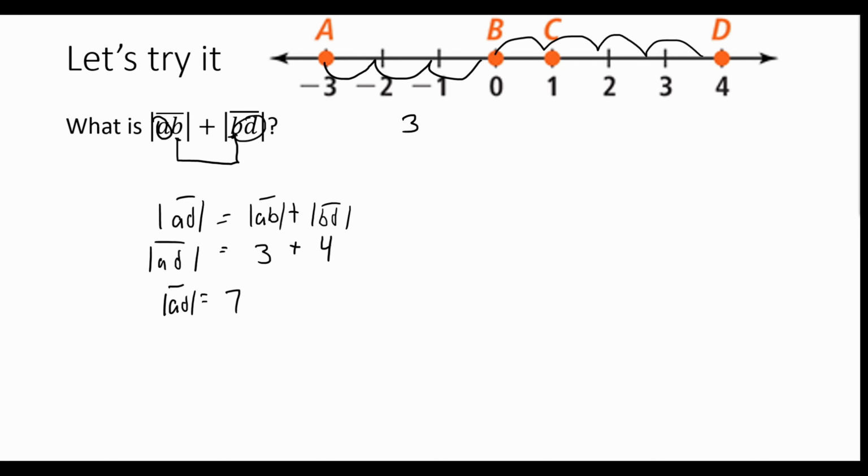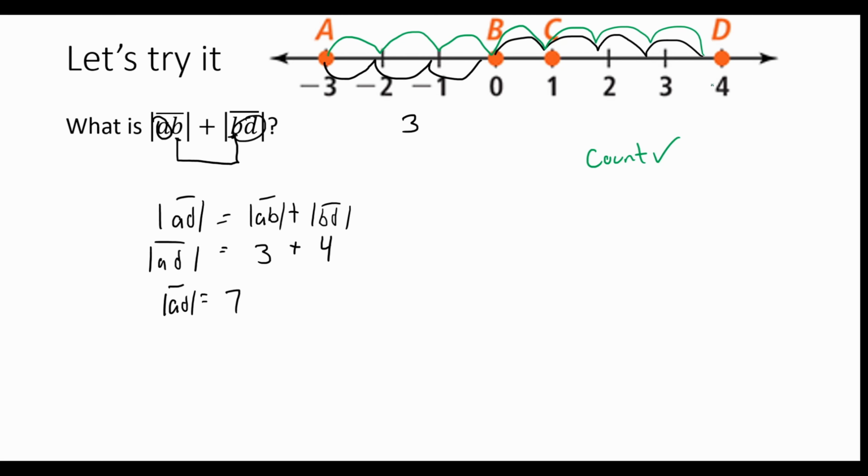Now, since I haven't actually shown you that to be true, this postulate, let's look and see if we're right. Well, there's a couple ways to do that. I can count 1, 2, 3, 4, 5, 6, 7. So the count method works.